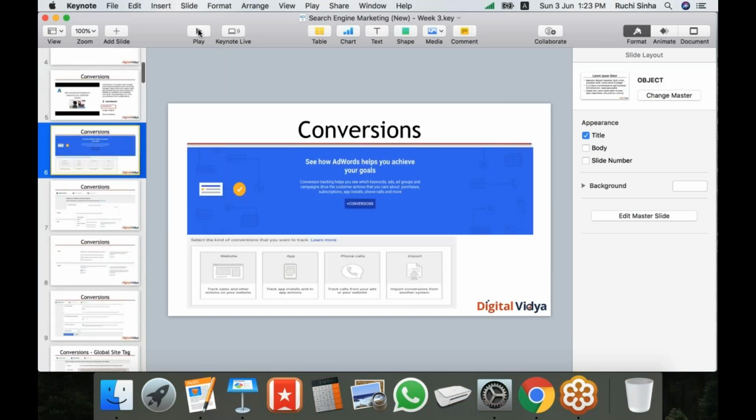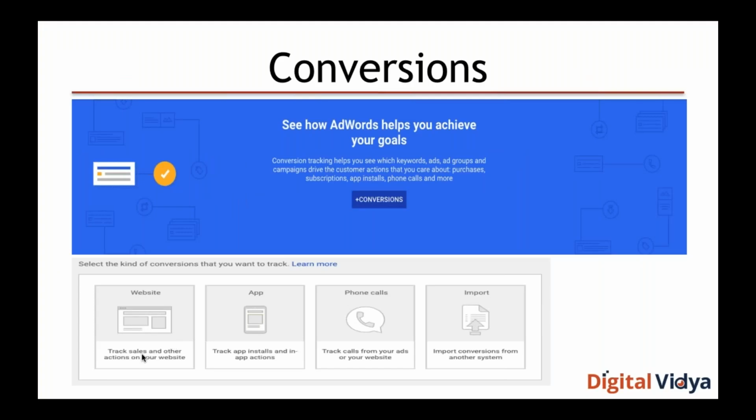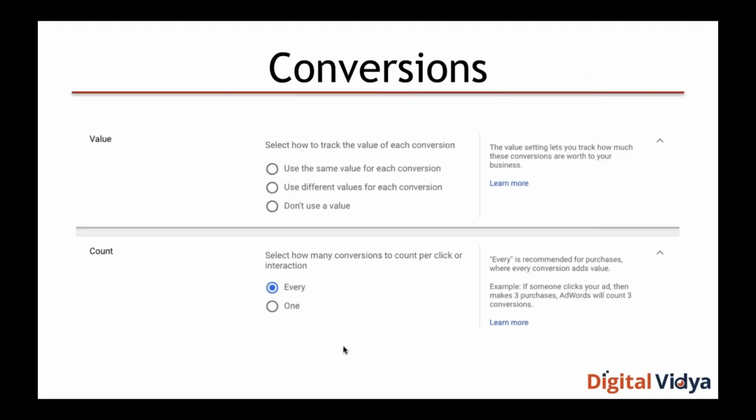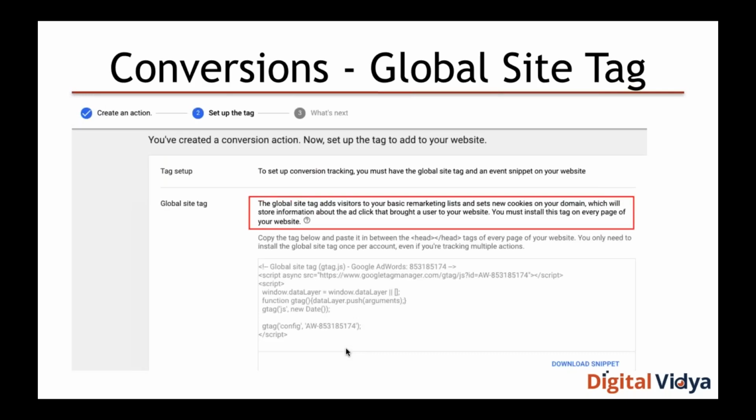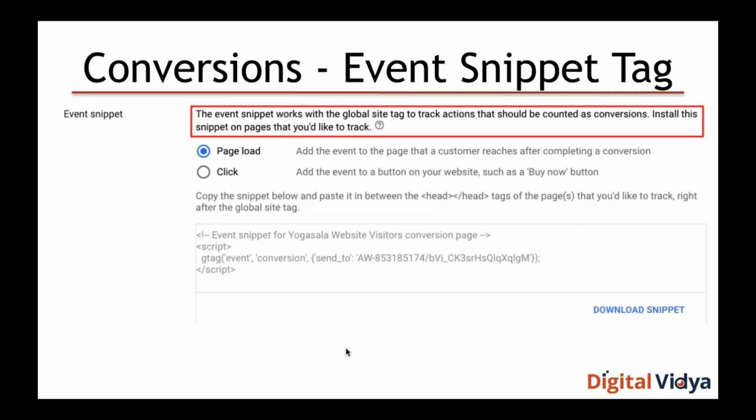See here, what we did: we selected website and filled this form up. Then it gave us a global site tag and an event snippet tag. Both of these need to go on my website. The global site tag goes only once and doesn't need to be done twice. If I set up any other kind of conversion, a separate event snippet will be there for that.